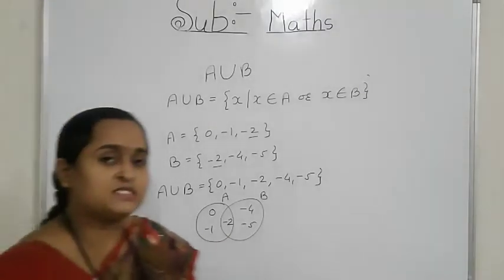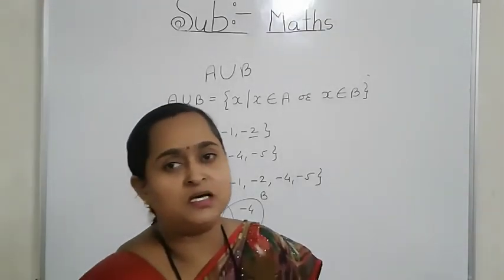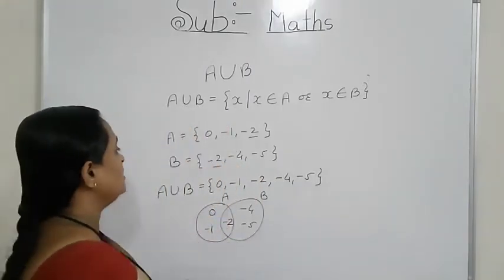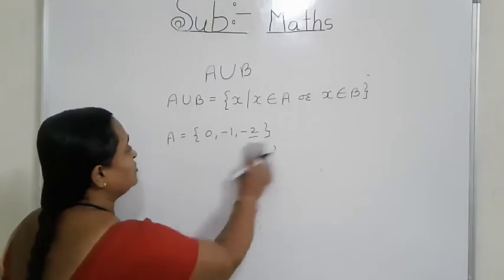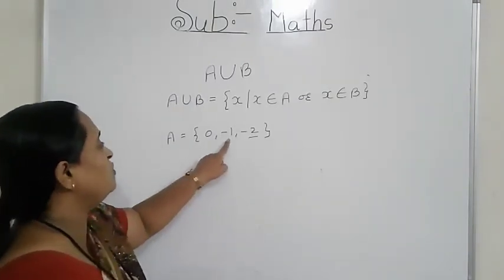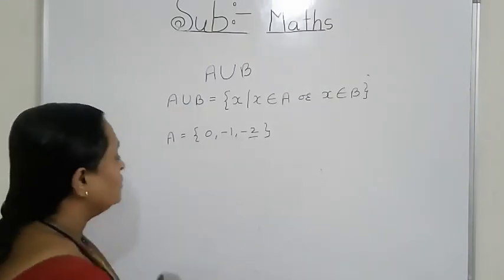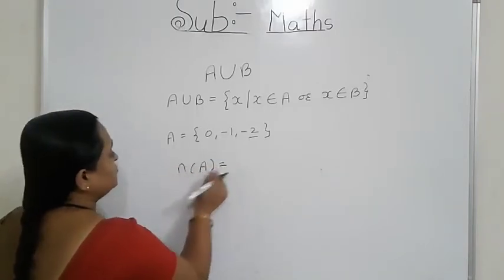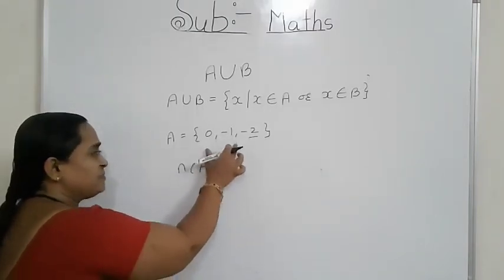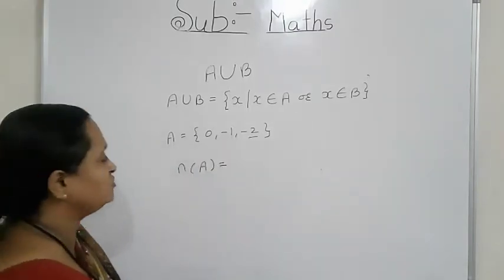Now next we will see number of elements in a set. First, what does number of elements in a set mean? Suppose this set A is there on the board. A is the set of 0, -1, -2. Now we have to write down the number of elements in set A, that is, how many elements are present in set A.